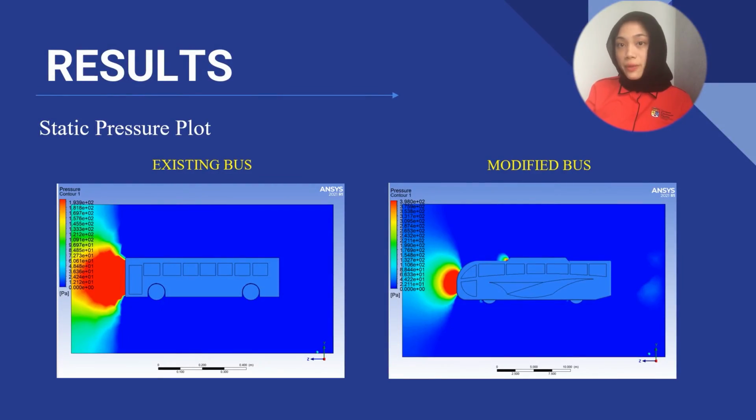As you can see from the picture down below, it is a static pressure plot of the existing and modified bus at a speed of 120 km per hour. The frontal area of these two buses is under maximum pressure due to stagnation. This pressure difference can lead to a high pressure drag on the bus body. However, the frontal area of the modified bus experiences lower pressure than the existing bus. This is intended to minimize the pressure drag acting on the bus.